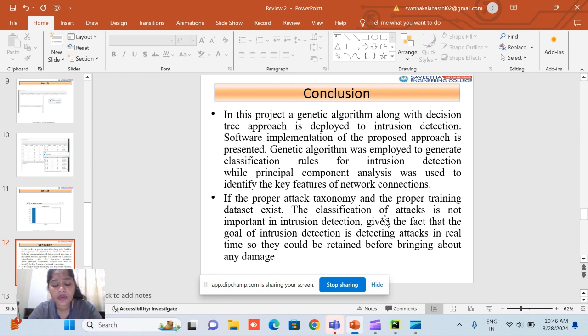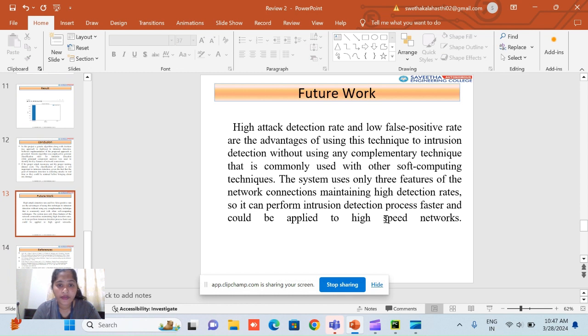It gives the facts so that they can be retained before bringing them out from any damage. And the protocol type we notice is the most recent user data, that is TCP and UDP types also. And features with a higher attack detection rate and low false positive rate are the advantage of using this technique without using any complementary techniques that are commonly used with soft computing techniques.